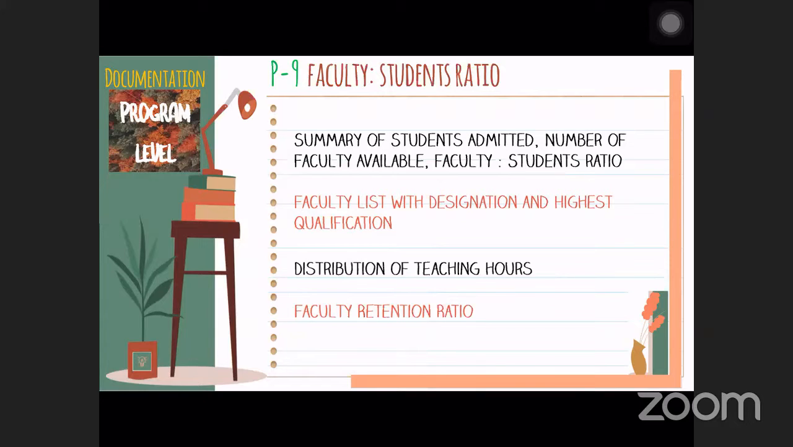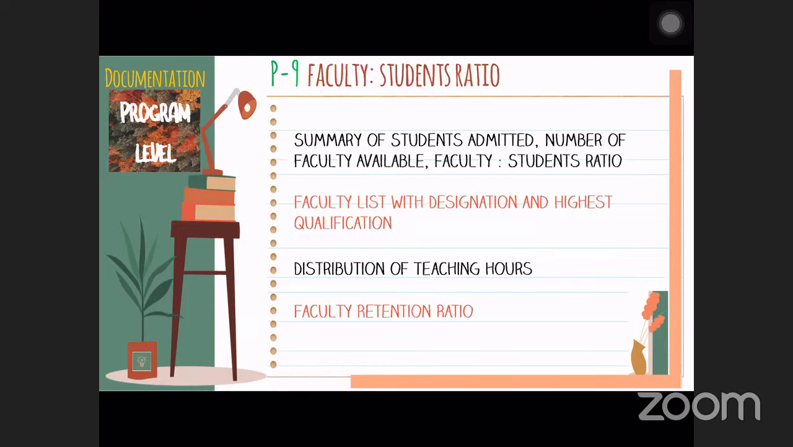Now the most important, rather one of the most important files: faculty to student ratio. So a summary of all the students admitted should be available in this file, the number of faculty members available, of course, and then the faculty to student ratio. Now this ratio is very important, and this is one of the sub criteria for the evaluating team. Now in this file, the faculty list with designation as well as the highest qualification should be present.